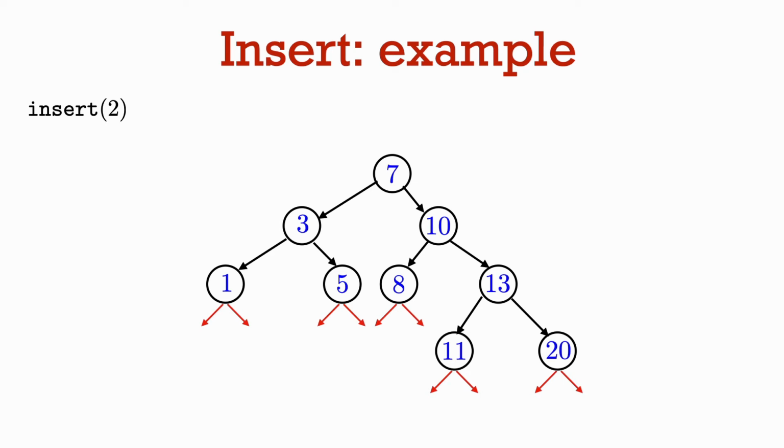Let's look at an example here where we want to insert the key 2. As in contains, we begin at the root and walk down the tree comparing 2 to the key at our current node. Now 2 is less than 7, so we move to the left child of the root. 2 is also less than 3, so we again move to the left child. Now 2 is greater than 1, so we move to the right child. We have reached a null pointer, so this is where we insert 2. So this is the picture of how the tree looks after inserting the key 2.